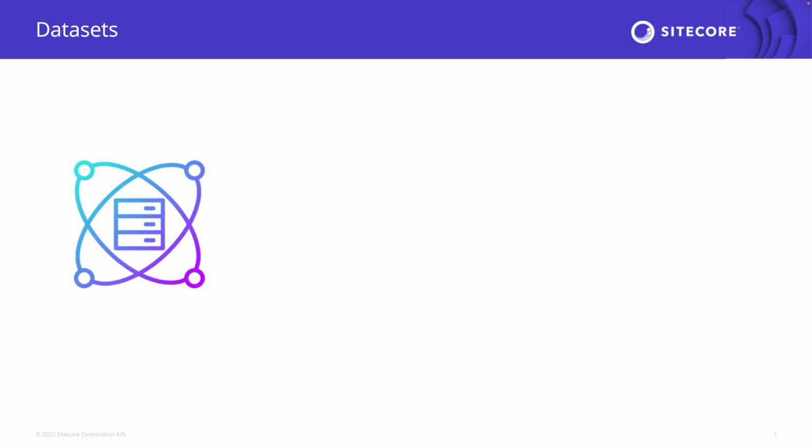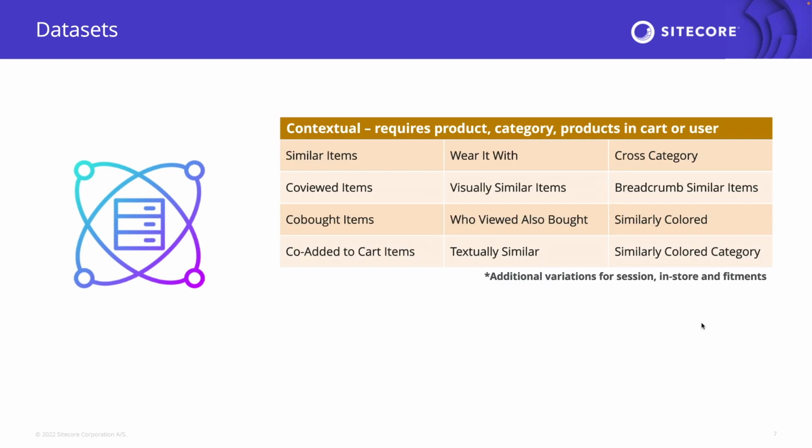Now that we've got products and events, algorithms will create over 24 data sets based on those data types. There are multiple algorithms being used. These are such as collaborative filtering, or what's also called wisdom of the crowd. This combines product and event data to provide data sets such as co-viewed, co-bought, and co-added to cart.